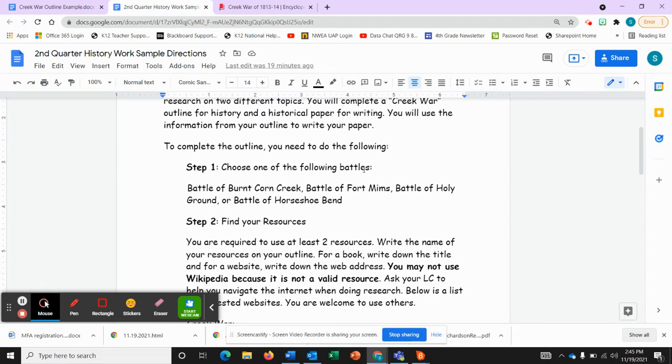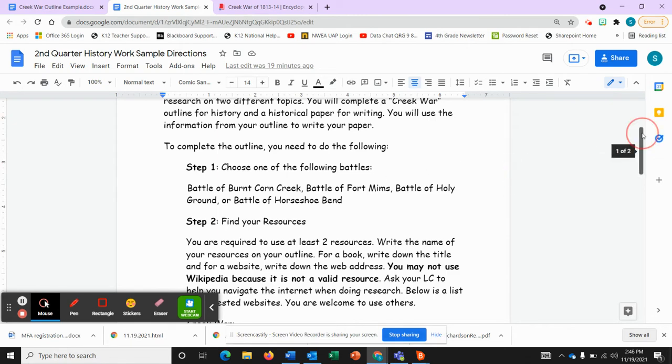Step one is to choose one of the following battles. So these were all battles during the Creek War, and you get to choose the one you want. Battle of Burnt Corn Creek, that's a tongue twister. Battle of Fort Mims, Battle of Holy Ground, or Battle of Horseshoe Bend.